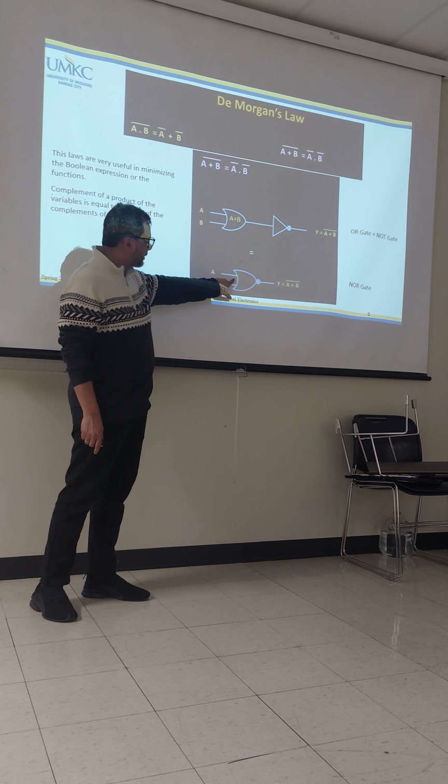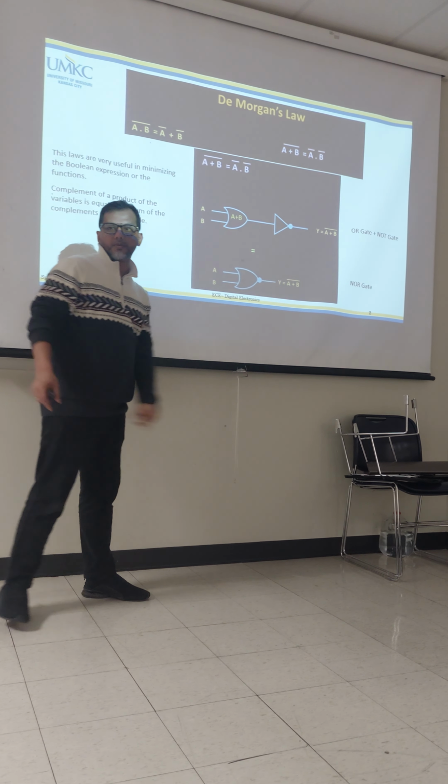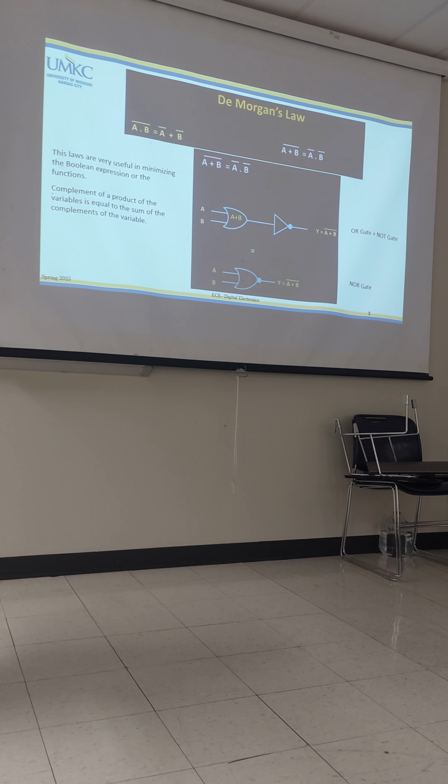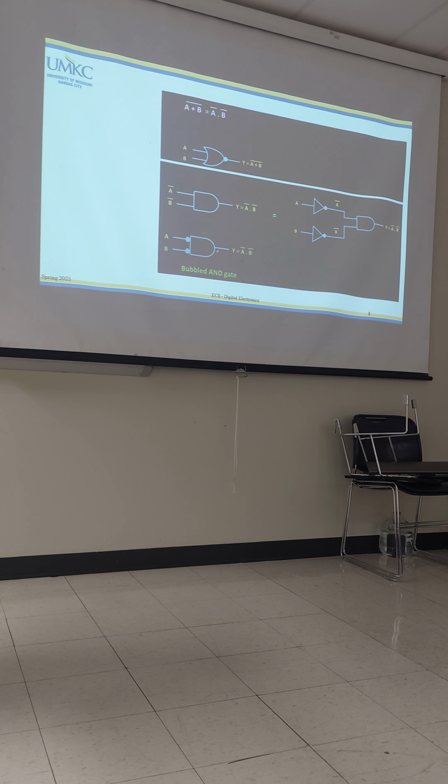So this is OR gate plus NOT gate. That means NOR gate, right? Okay. So A plus B whole bar is equal to A bar dot B bar. So this is my De Morgan's first law, right? We can implement this simply by thinking that we have a bubbled AND gate, so we can implement A bar dot B bar.